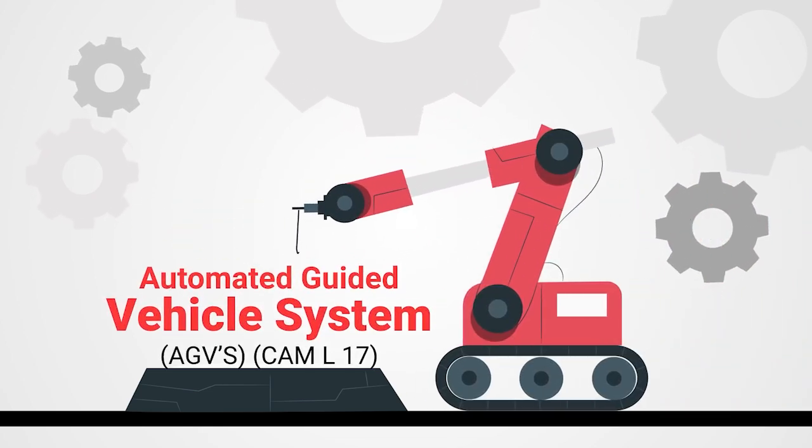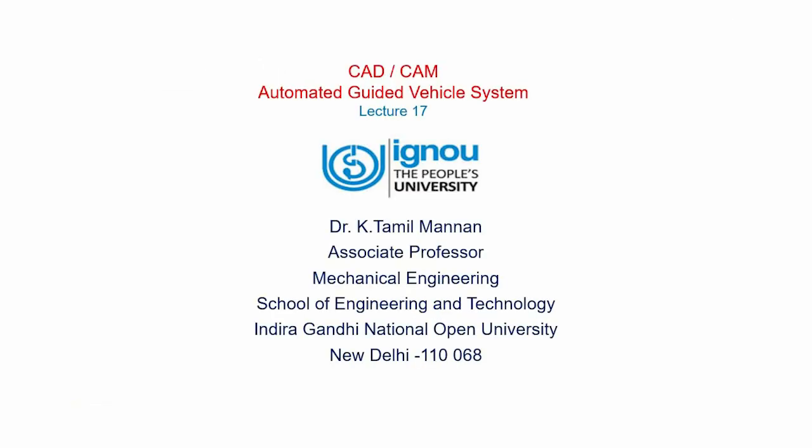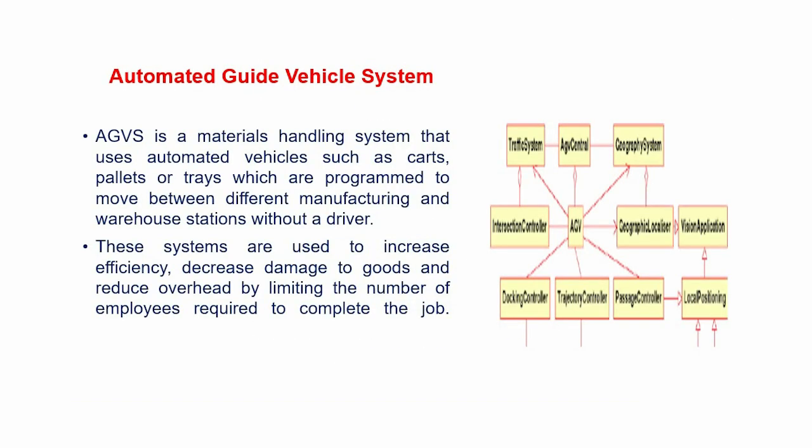Today we are going to discuss the topic on Automated Guided Vehicle System. It's shortly called AGVs. Automated Guided Vehicle System is a material handling system. Basically, it is a material handling system.